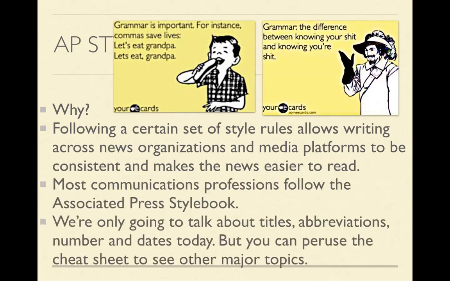Okay. All right, we're only going to talk about some areas of the AP style book: titles, abbreviations, numbers, and dates. But of course, you have your style books. You can peruse through the other parts. And if you don't have one due to financial issues this semester, you will be able to use a cheat sheet, and you can look through that as well. That has some other topics.